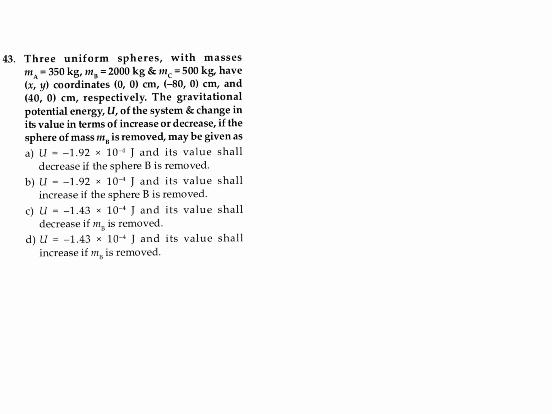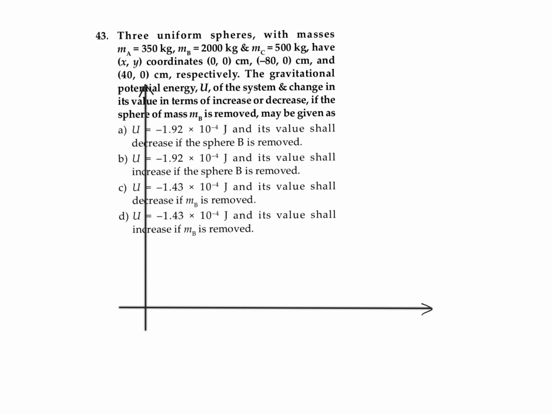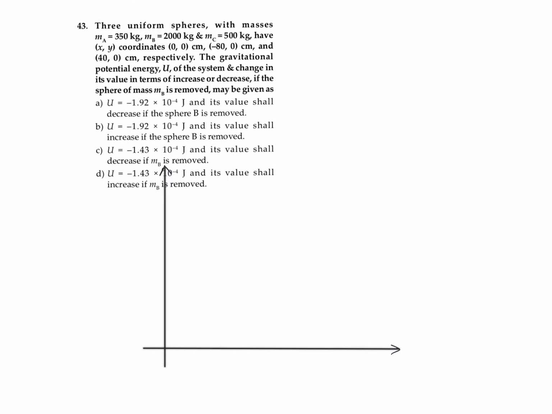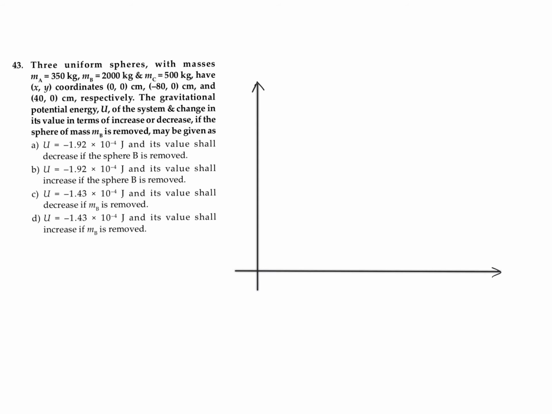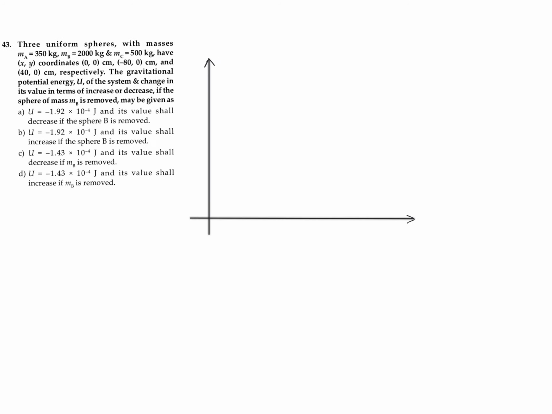So our aim is to find out the value of gravitational potential energy for a system of particles. We know how to find the gravitational potential energy for a system of particles. We need to write the potential energy for the entire system, so for each and every combination we can write it. First of all, let's see where these masses are kept.